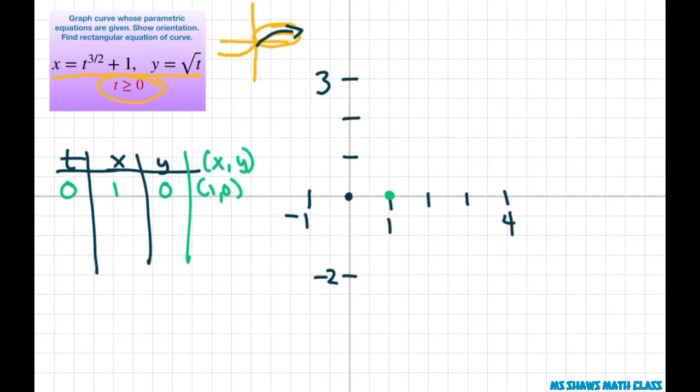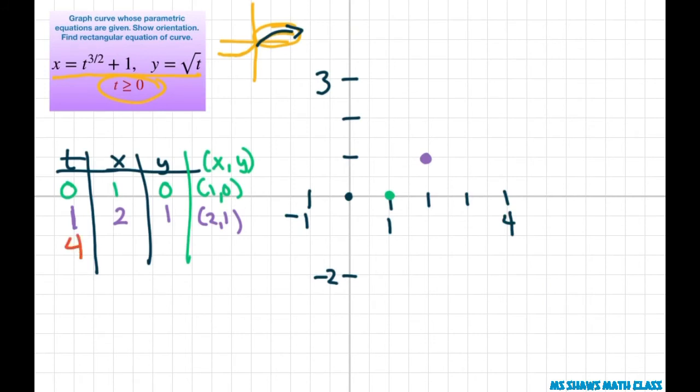Now what can we do? That would be easy, let's do 1. If t is 1, we're going to get 2, 1. So at 2, 1, that's right about there. And let's do, let's see, 4.